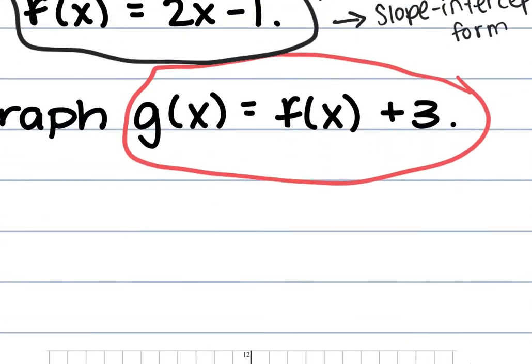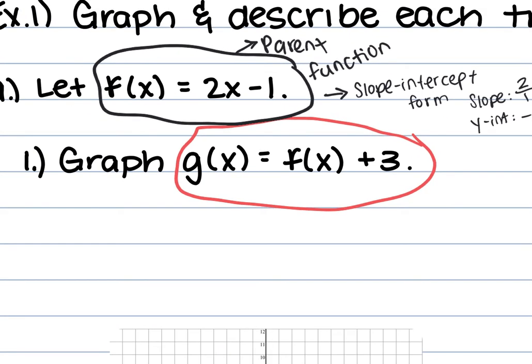Okay, let's take a look back up at our transformation. So our transformation is saying, okay, take f of x and add 3 to every single value, okay? Now, this +3 indicates a vertical shift. So underneath the red circle, write that this is a vertical shift.